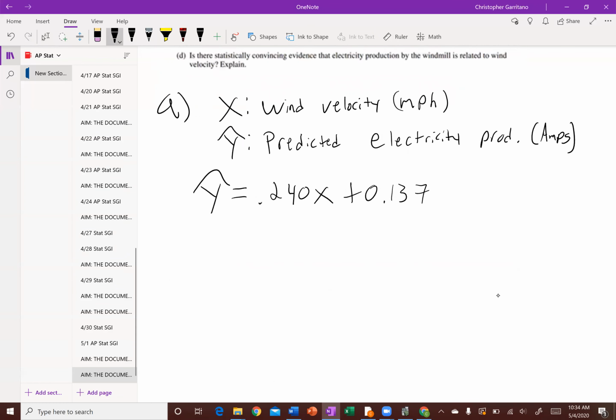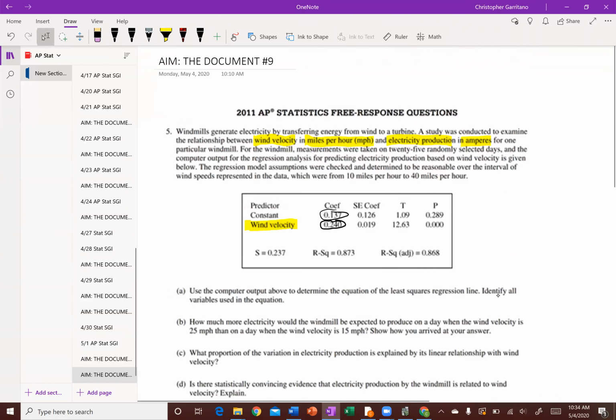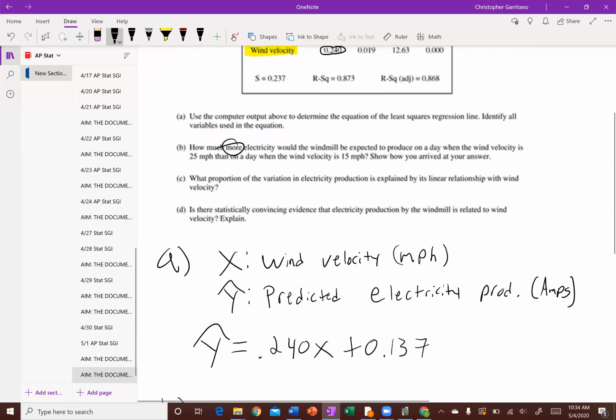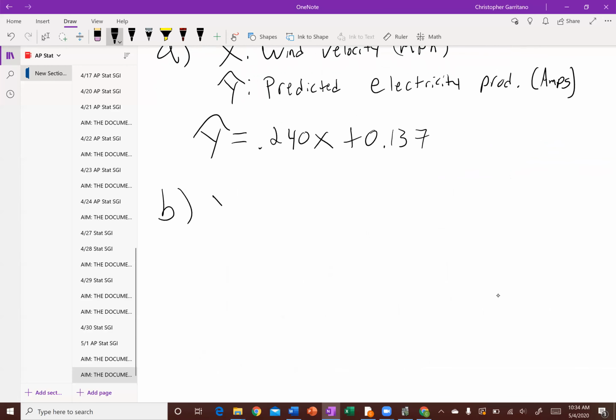Part B. How much more electricity would the windmill be expected to produce on a day when the wind velocity is 25 miles per hour than on a day when the wind velocity is 15 miles per hour? This problem is pretty simple. We just need to take our LSRL and evaluate it at x equals 25, do the same thing, evaluate at x equals 15, and compare the two numbers.